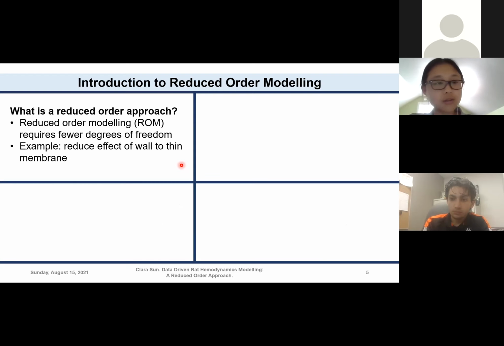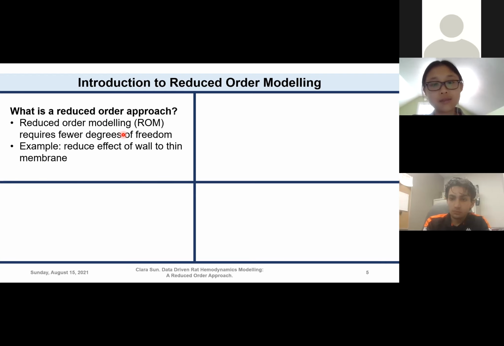So full order models are created by transforming continuous variables, models, or functions into discrete forms using numerical methods such as finite element. As a result, large amounts of time and resources may be required to run these simulations, and this can make it difficult to implement them in clinical settings. Reduced order models can help mitigate this by using a smaller number of degrees of freedom, compared to their finite element counterparts.